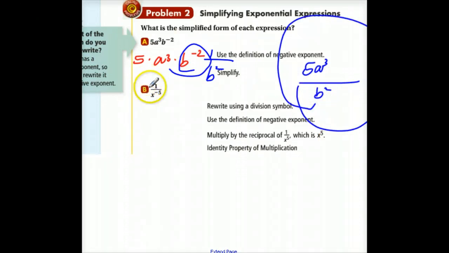Now if I look at B, 1 over x to the negative fifth. When you have a negative exponent on the bottom of a fraction, you can move it up to the numerator for it to turn positive. So I'm going to move this all up, and now I'm going to have x to the positive fifth power as my final answer.